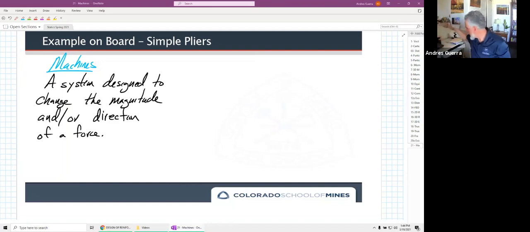And I have a little wooden dowel here, and if I put the wooden dowel in there, I'm thinking what this machine is doing is it's changing the magnitude and/or the direction of the force. And so I can put a force here on the handles, and I can snip through the board there. Well, let's take a look at how that machine is going to work.